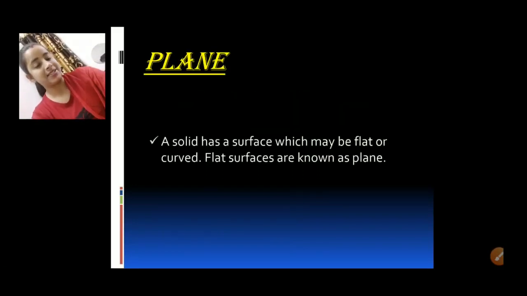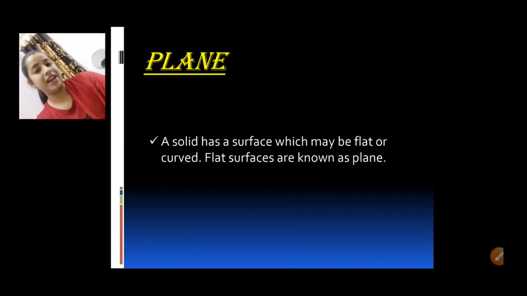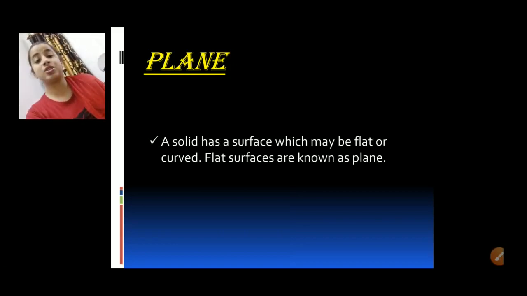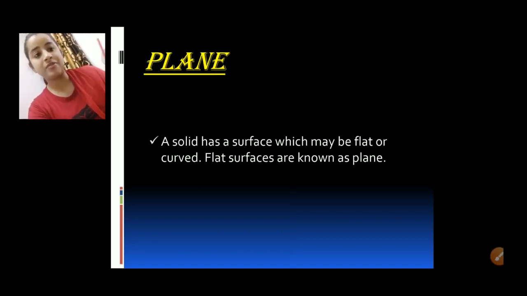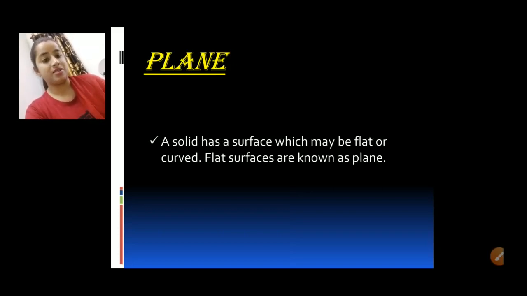A solid has a surface which may be flat or curved. For a flat surface, you can take example as this textbook. For curved surface, you can get an example like this pen. These are curved. This is a curved surface. For flat surface, you can take other examples like the walls of your room, mobile screen, laptop, the top of a table are all flat surfaces. So the flat surfaces are known as plane.